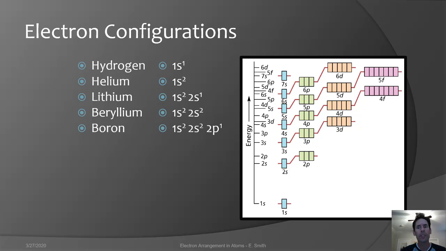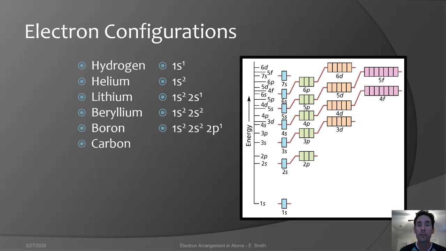Now p, take a look at the diagram on the right there. What do you notice about 2p? How many boxes are there? Yeah, each one of those boxes represents an orbital. There are 3 orbitals. And how many electrons can each orbital hold? 2. What's 2 times 3? 6. Count from boron over to neon right now using a periodic table. Look at it. How many boxes do you count? I count 6.